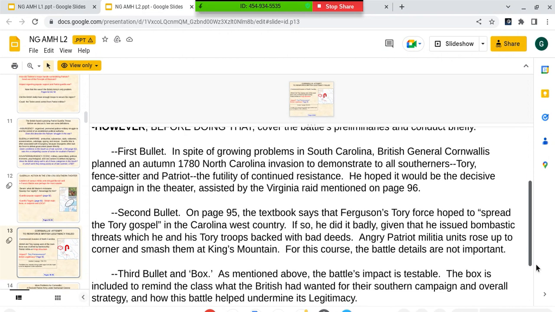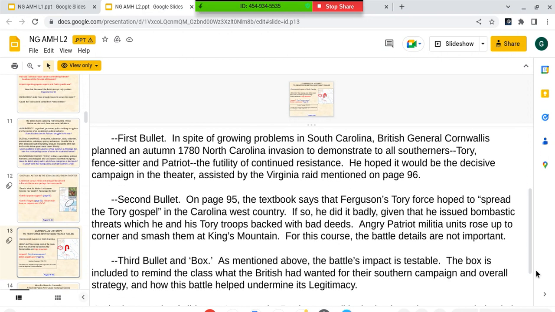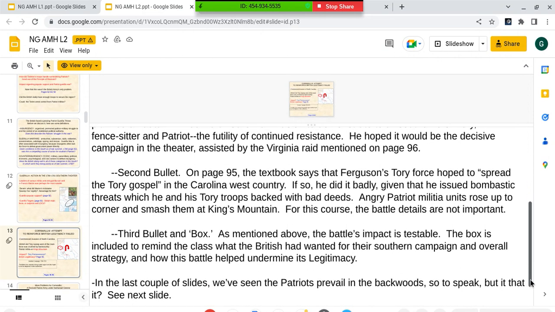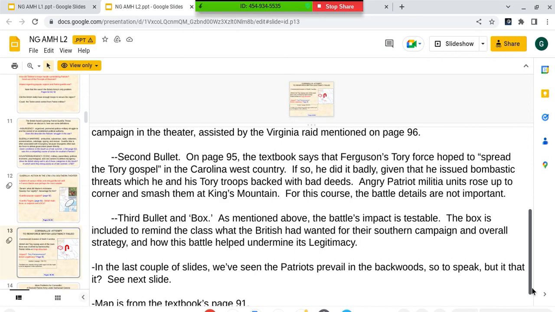Then, in the second bullet, the Tory force helped to spread the Tory gospel in the Carolina West Country. Then angry Patriot militia units rose up to corner and smash them at Kings Mountain. So at Kings Mountain, it was a loss for the British, and it showed people who were still loyal to the British that it might not be such a good idea to help the British because they're not doing that great. And the Patriots, the Americans, actually stand a chance at winning this war.